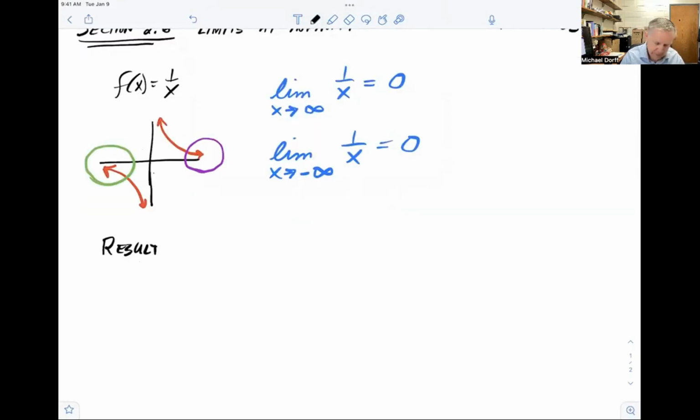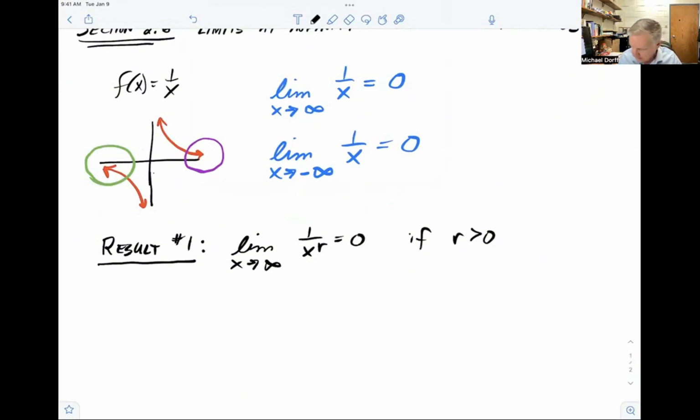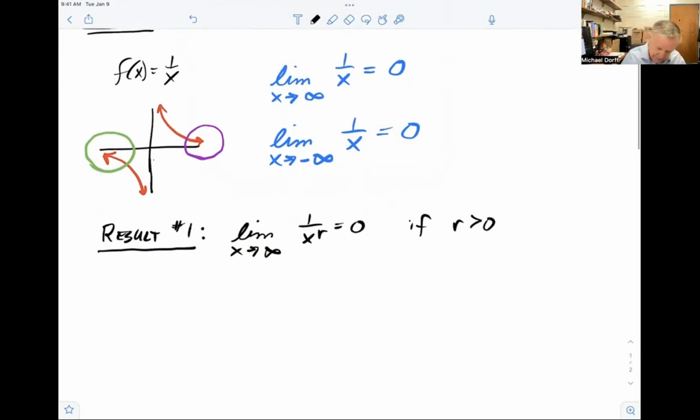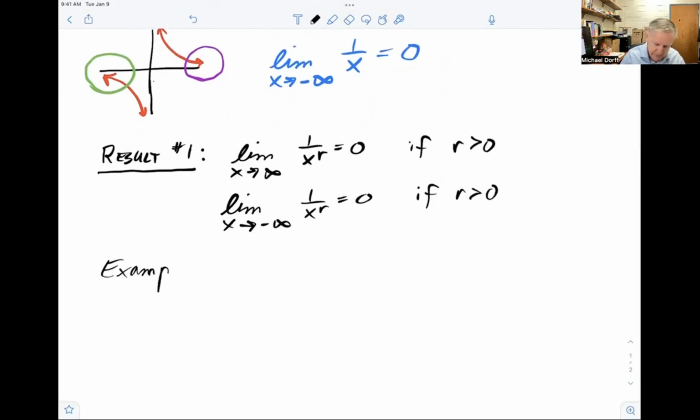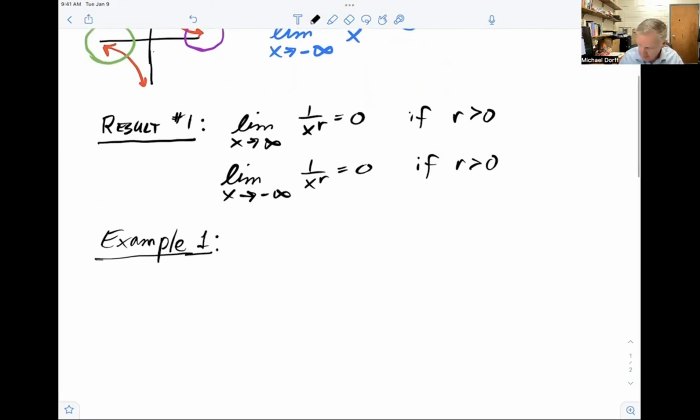So we'll call this result number 1. And that is that the limit as x goes to infinity of 1 over x to the r equals 0 if r is greater than 0. And likewise, I have the limit as x goes to negative infinity of 1 over x to the r equals 0, again, if r is greater than 0. So quick example of that would be the following.